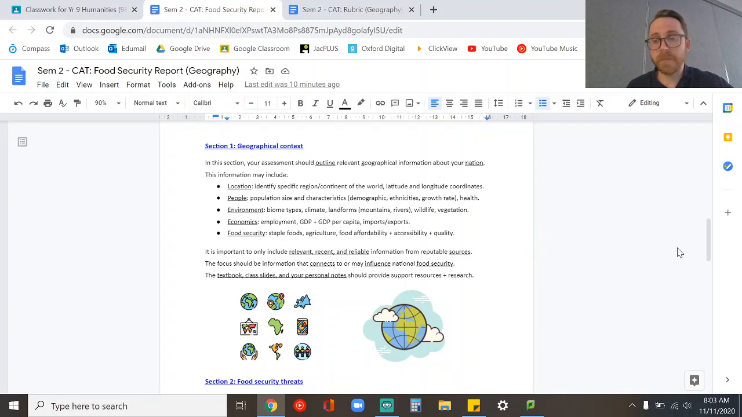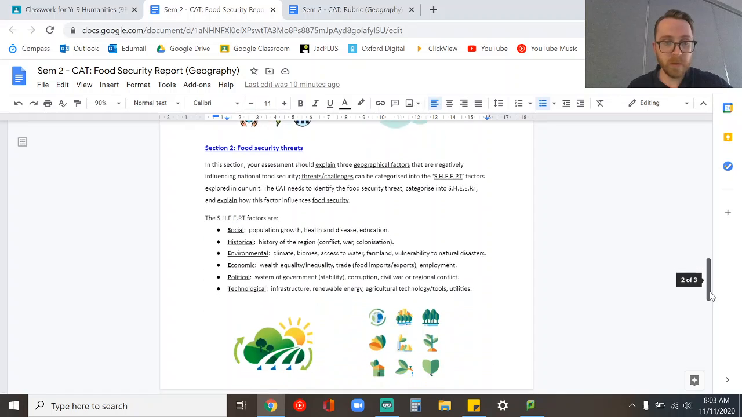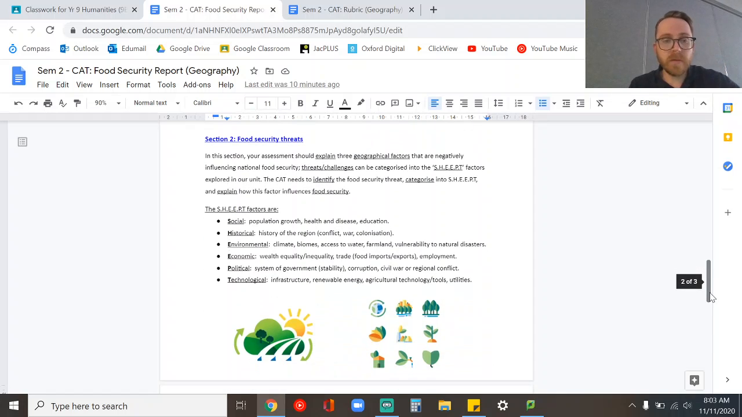So that's Section 1. Section 2, problems. In this section, you should explain 3 geographical factors, so 3 threats or challenges that are negatively influencing national food security. What you need to do with those 3 food security threats is place them into the correct category of SHEEPED. That's hard to say. The SHEEPED factors influence really anything in geography, but we're looking at them in food security. So you need to pick 3 factors that are influencing food security in a bad way.